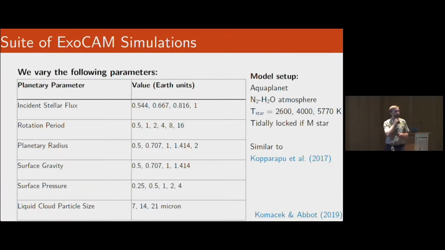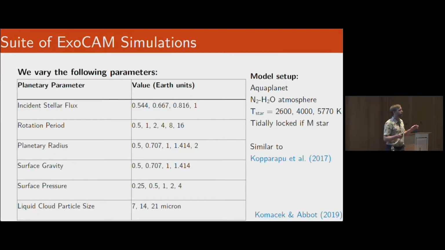And so they use a kind of idealized model setup, even though they're using a relatively complex GCM, which is ExoCAM, which was the same GCM from the simulations I just showed you earlier of Ravi Koparapu. And so I'm using an aquaplanet setup with a nitrogen water atmosphere around stars that are either late type M-dwarf stars, kind of late K, early M-dwarf stars, or sun-like stars. And I'm assuming tidal locking if the planets are orbiting M-dwarf stars. And so due to time, I'm mostly going to be focusing on rotation period in this talk, a little bit about surface pressure. But if you want to learn more, you can check out the paper.